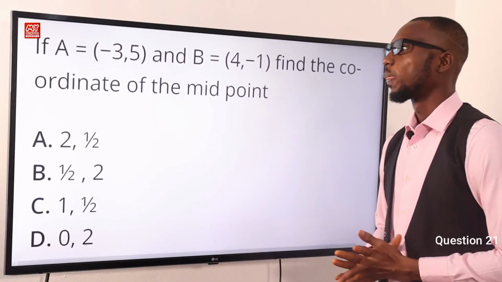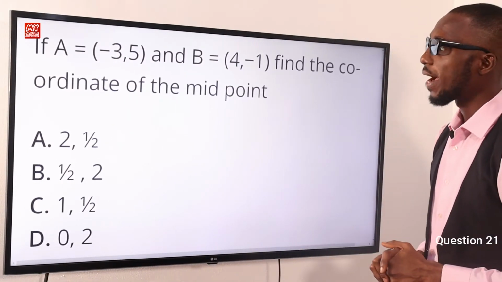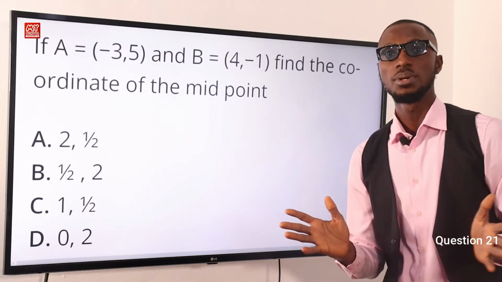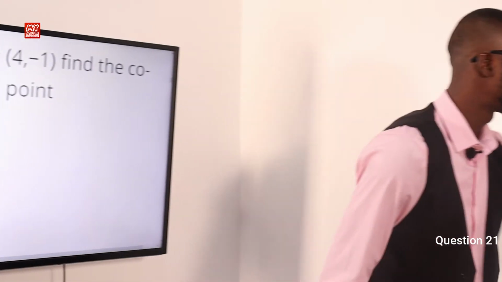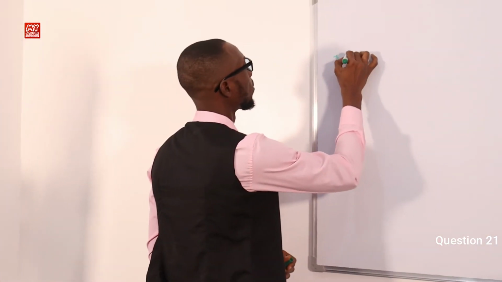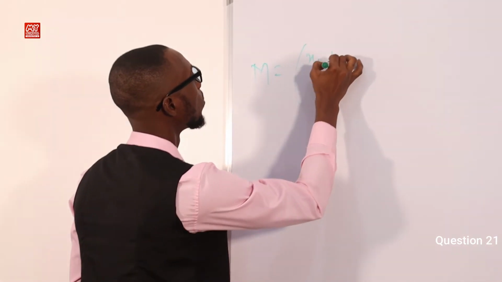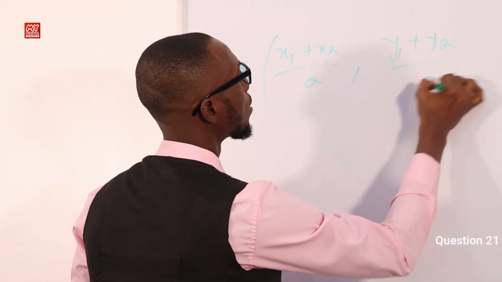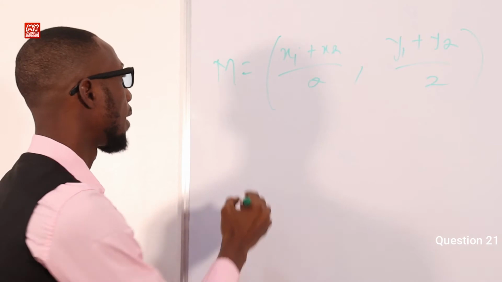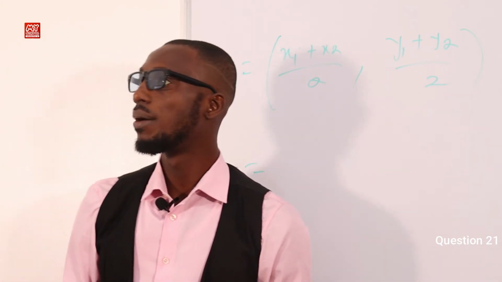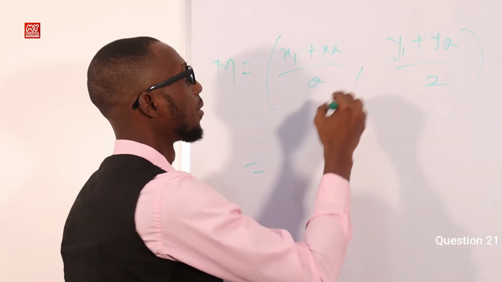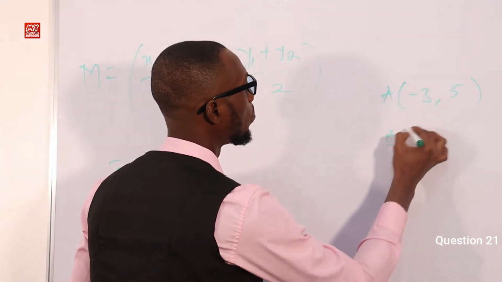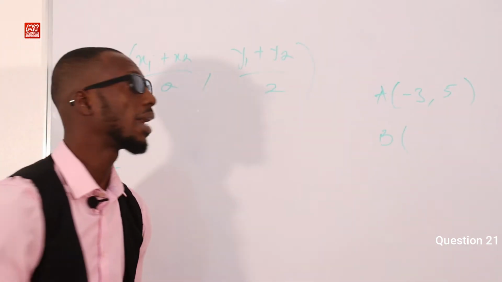Number 21. If A equals (minus 3, 5) and B equals (4, minus 1), find the coordinates of the midpoint. The coordinates of the midpoint is x1 plus x2 over 2, then y1 plus y2 over 2. That's all. We just have to slot in the values. From the question, we are given point A as minus 3, 5, and point B as 4, minus 1.